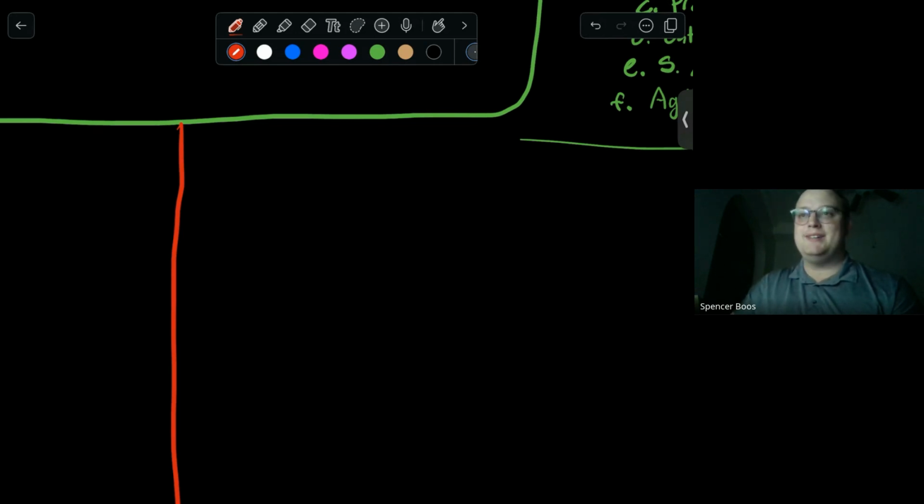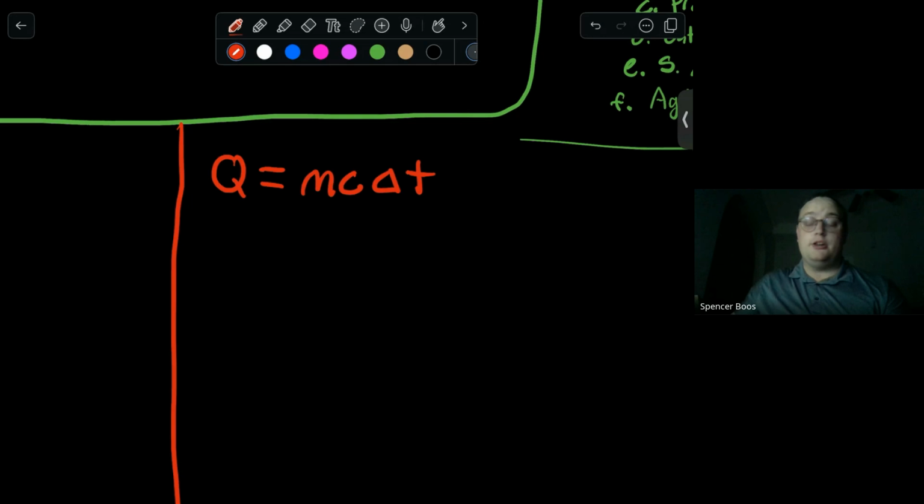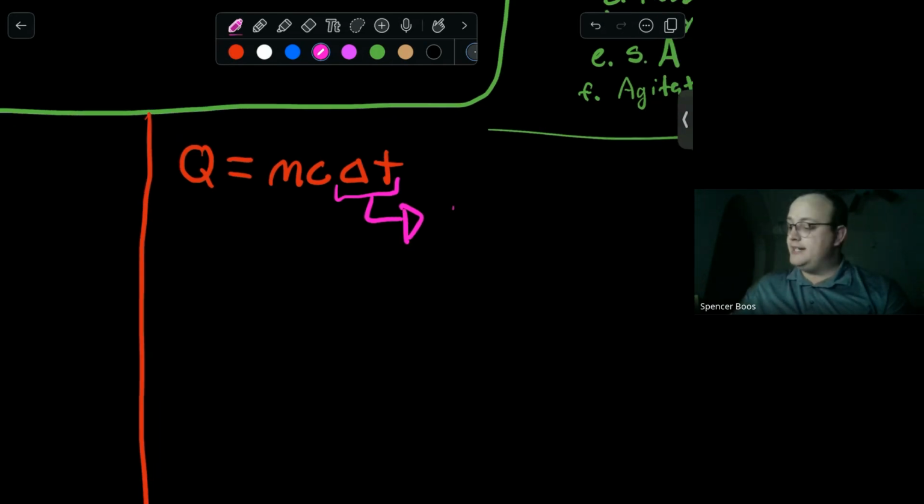The question is about specific heat and temperature change. This is specific to Q equals mc delta T. So let's talk about delta T, your change in temperature. This is always final minus initial. So whatever your final temperature is minus your initial temperature, that'll be your answer. It may be negative. That's okay. For C, this is your specific heat.